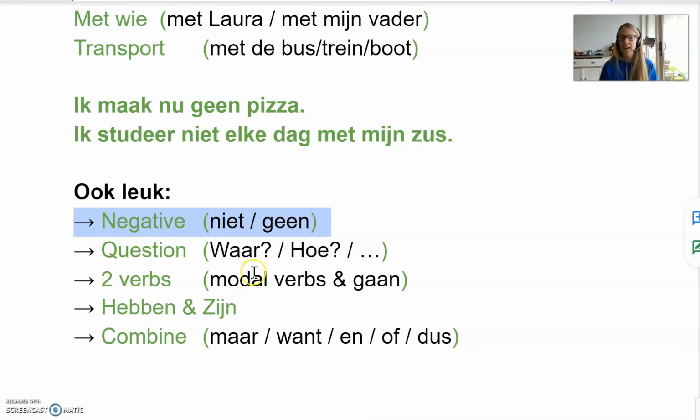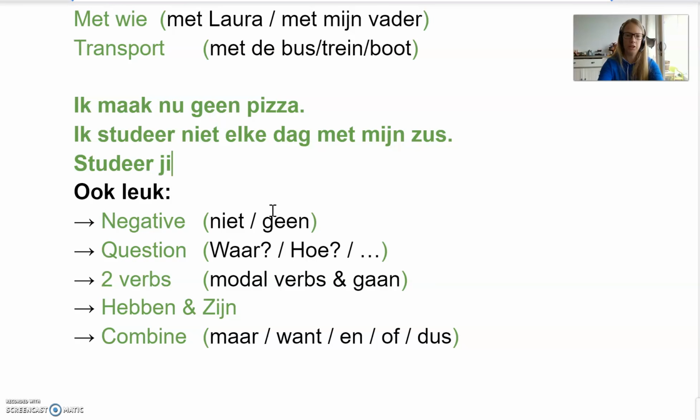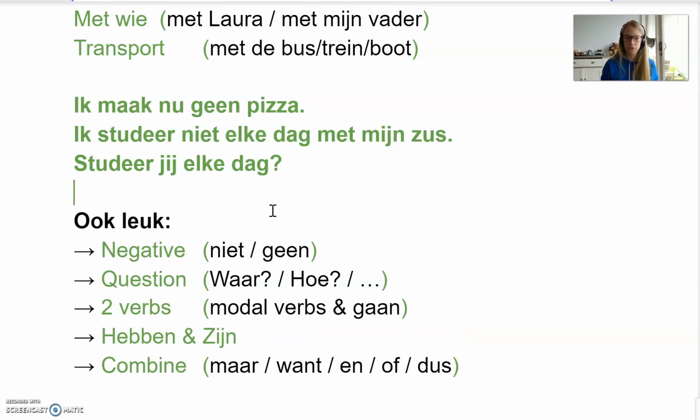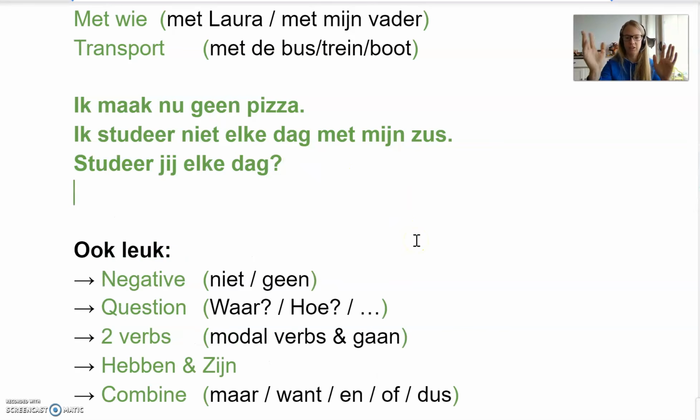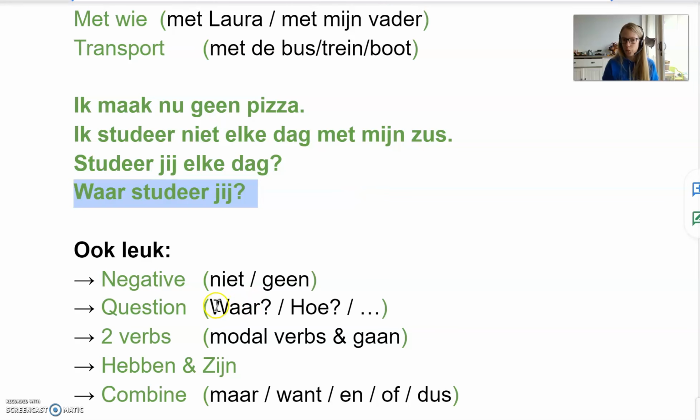You can make a question. Studeer jij elke dag? You do need to swap the action and the person. You can start a question with the verb. Okay, now I'm already getting into the explanation. I wanted to make it short, but okay. Waar studeer jij? You can also make questions with the question words. Waar, hoe, wanneer, met wie, waarom: where, why, what, how.